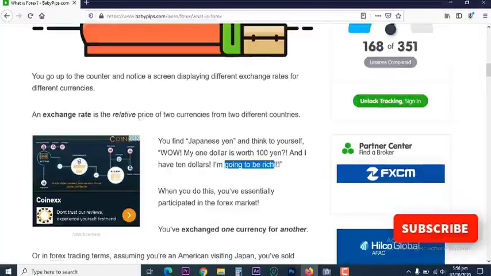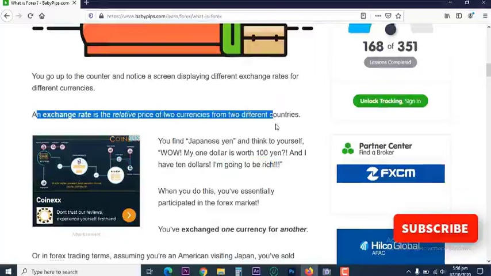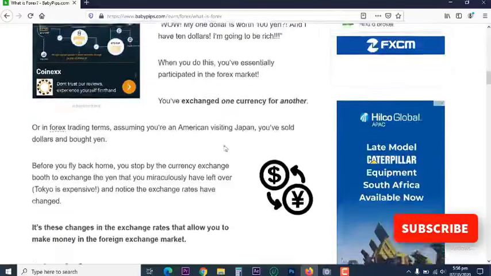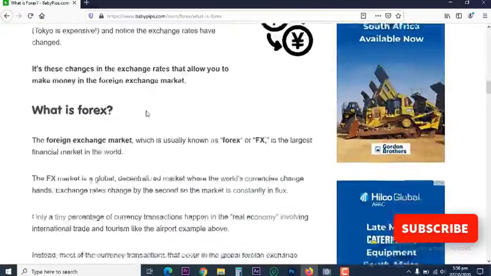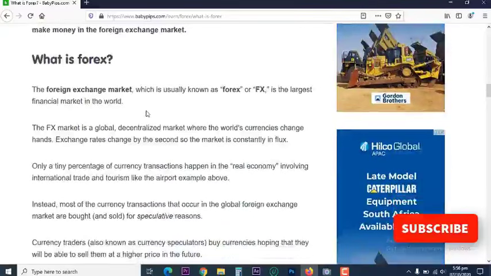The exchange rate is the relative price of two currencies from two different countries. And if you can do this correctly, boom, you make a lot of money. So what actually is forex?